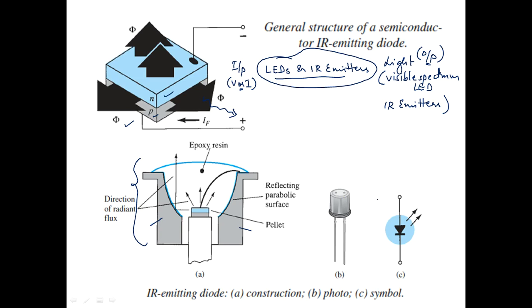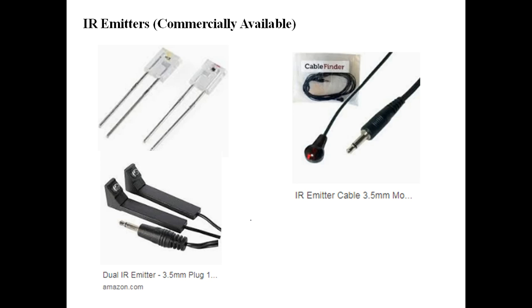Symbolically, how does an IR emitter look like? That's the symbol of an IR emitter, which almost resembles that of an LED. Fine. So the commercially available IR emitters, how do they look like? I have just taken some snapshots. How do they appear like? So these are all IR emitters, IR cables and all these things.